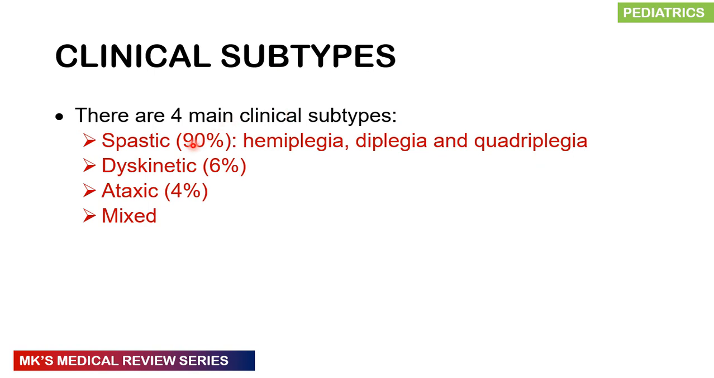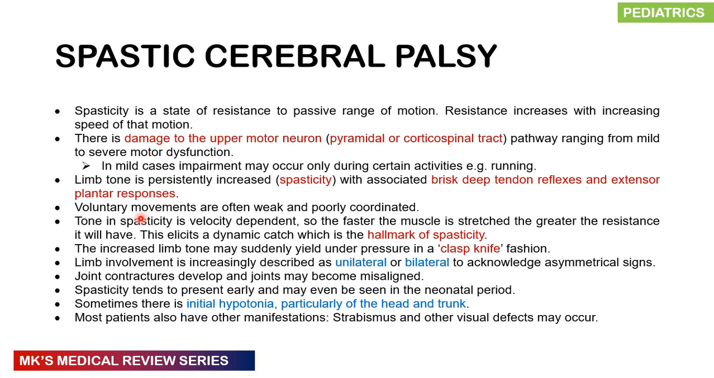You have also the dyskinetic type, which accounts for about 6%, the ataxic type, which is about 4%, and the mixed type, which can be a variant of either of these types. So we'll begin with the spastic type.